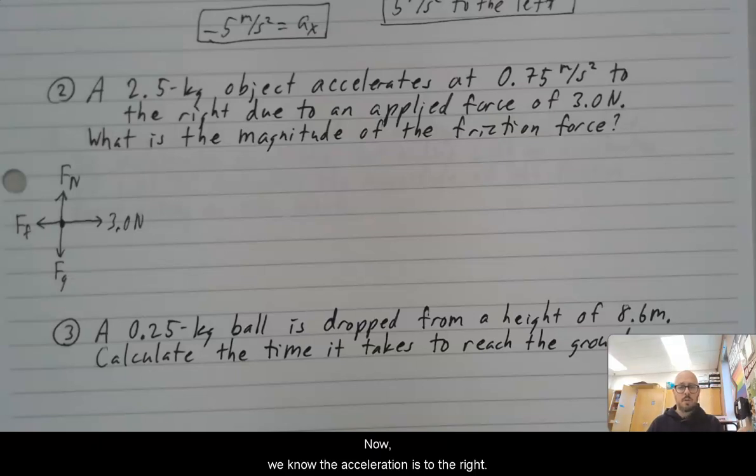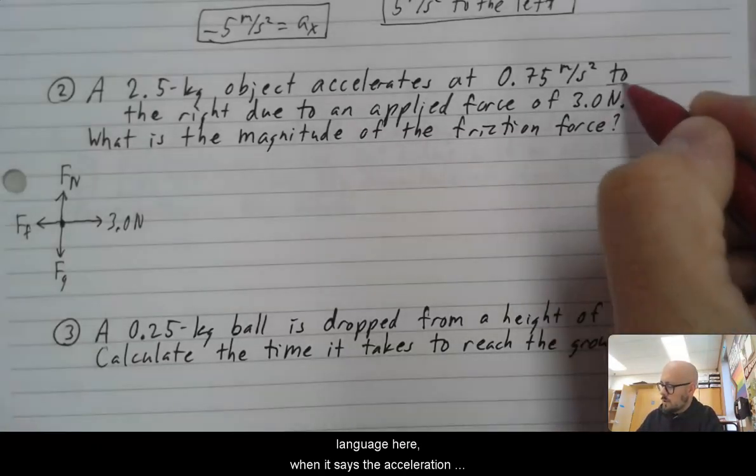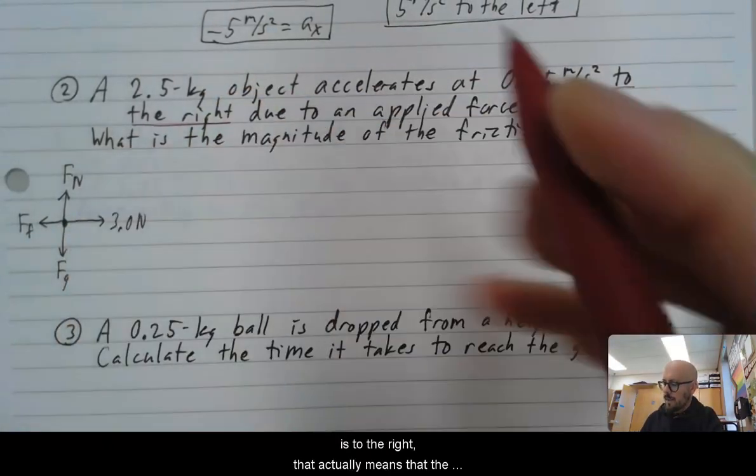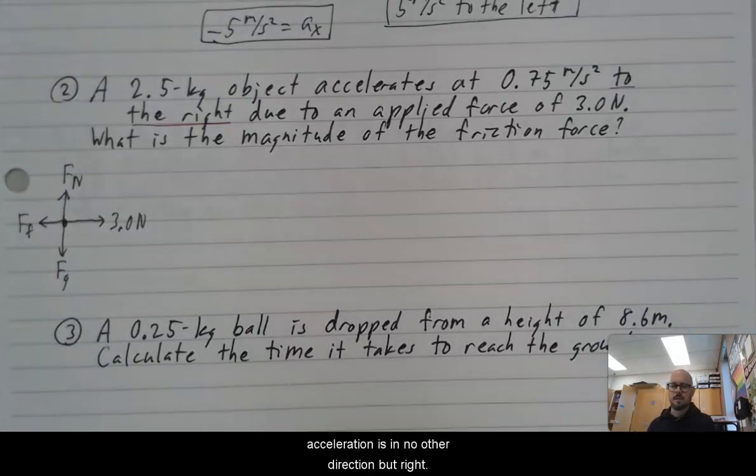Now we know the acceleration is to the right. Now something about the language here. When it says the acceleration is to the right, that actually means that the acceleration is in no other direction but right.